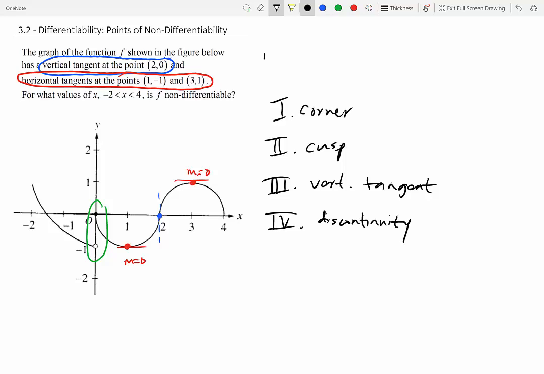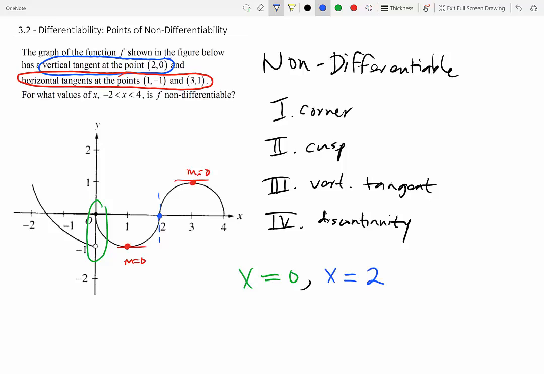These are the types of points that are considered non-differentiable. So, where are the locations where f is non-differentiable? That would be at x equals 0 and at x equals 2. If you said at x equals 1 and x equals 3, notice that we do have differentiability at those 2 locations where the slope is equal to 0, so those would not be considered non-differentiable.